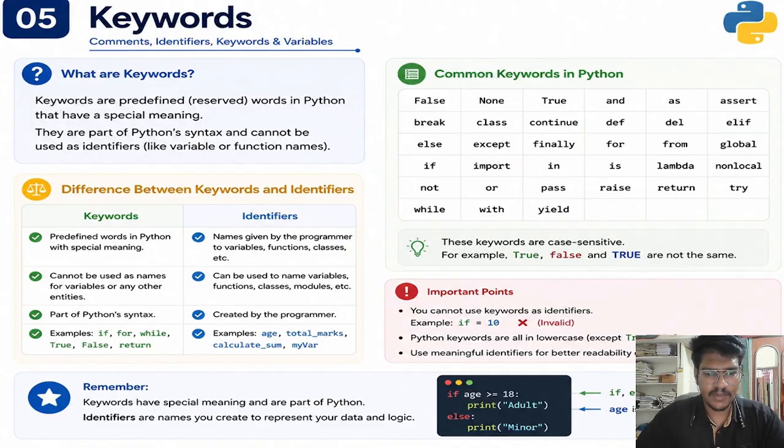Here are some of the common keywords in Python, which are False, None, True, and, as, assert, break, class, continue, def, del, elif, else, except, finally, for, from, global, if, import, in, is, lambda, nonlocal, not, or, pass, raise, return, try, while, with, yield. This might be the list.